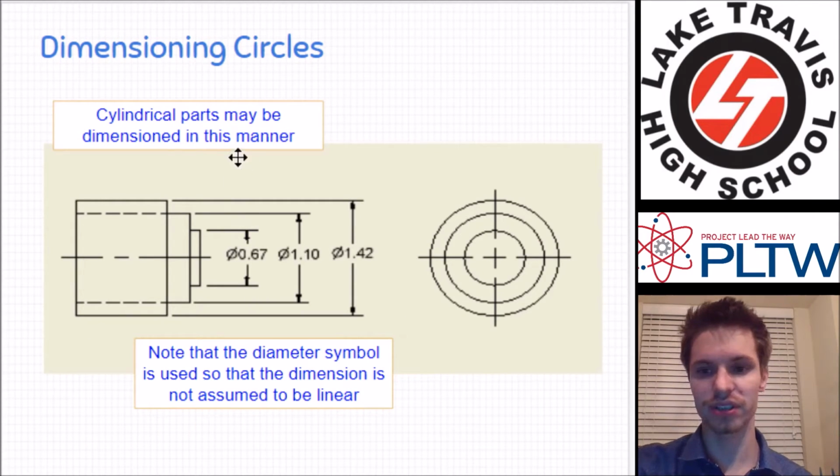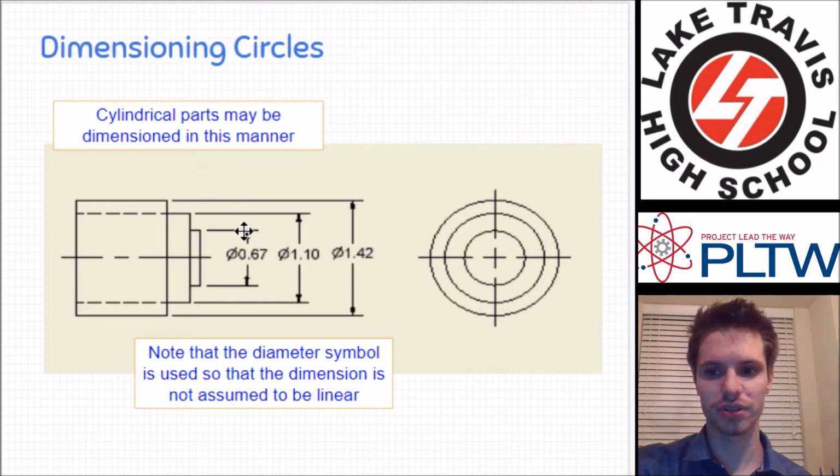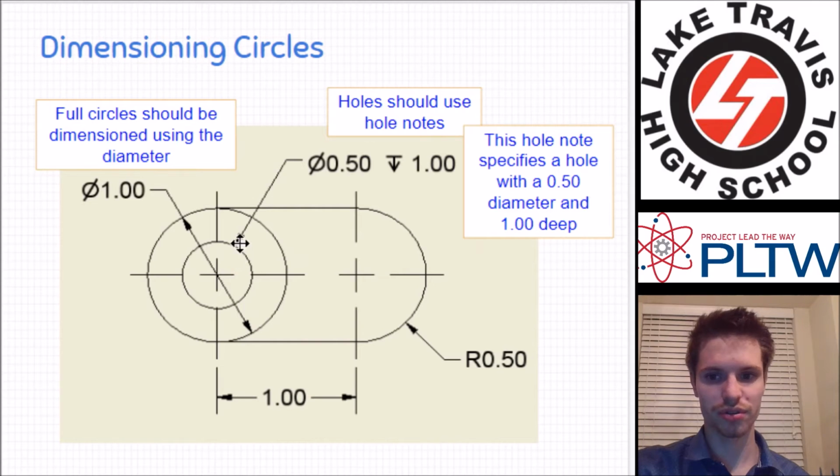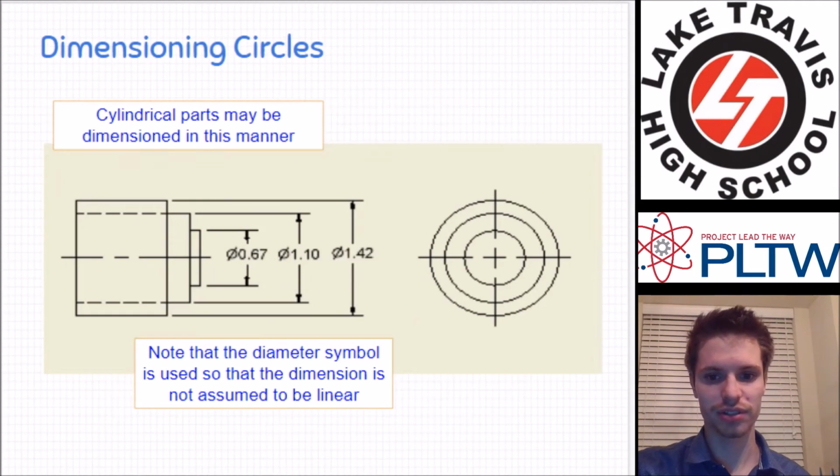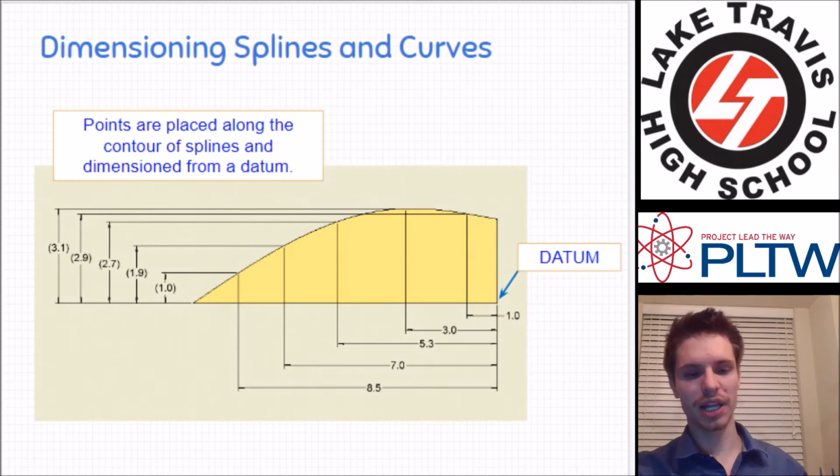Okay, then cylindrical parts should be dimensioned on the faces that are not circles. So only on cylindrical parts should you dimension it like this, not on circles. On regular circles and holes and stuff, you should dimension it on the face that shows the circle, but not on cylindrical. Let's look at a spline and a curve.